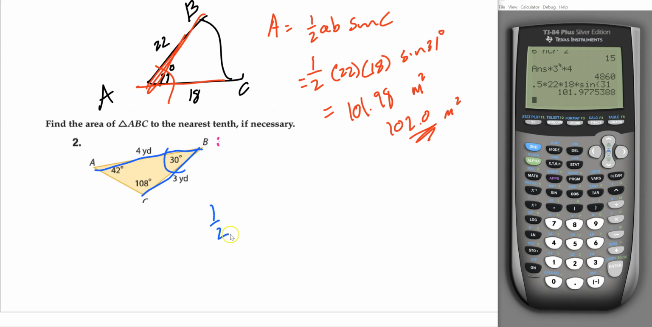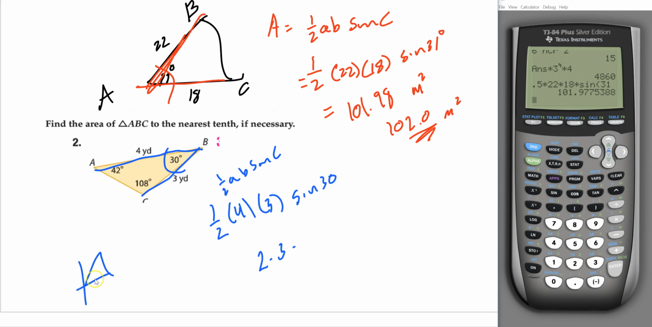So it's going to be 1/2, 4, 3, 30, right? 1/2 AB sine C. Remember, those are just sides, and this is the angle between it. So 4 and 3 are my sides. The angle between is 30. So sine of 30. Now you can put that in your calculator. This one I know. 1/2 of 4 is just 2. That's 3. Sine 30, you can put in your calculator, but we know that.